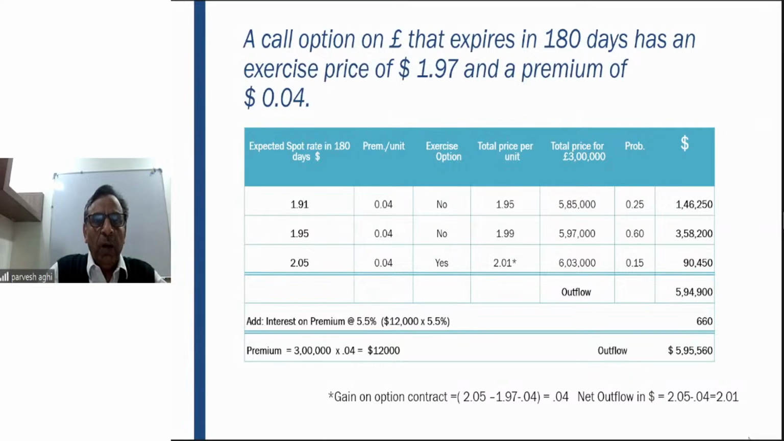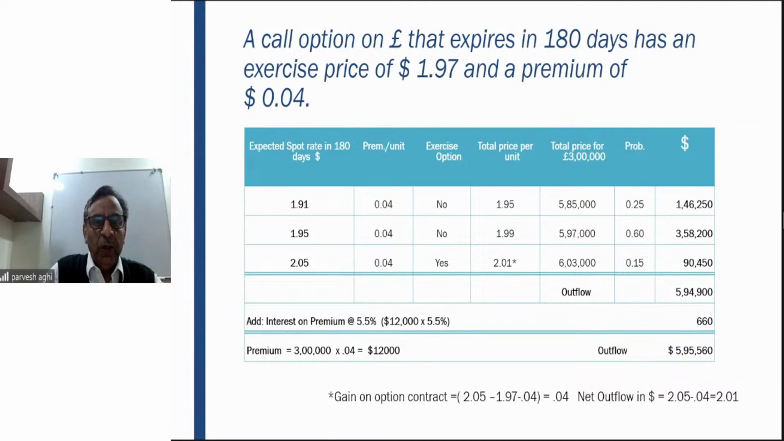Now let's talk about the first scenario where the expected spot rate is 1.91. This is given in the question, and the premium is 0.04. In this case, since the spot rate is below the strike price, they're not going to exercise the call. They'll be very happy because they have to pay much less when they make the payment to the bankers, because the spot rate has gone down to 1.91, but they would not be exercising the option because it has gone worthless.